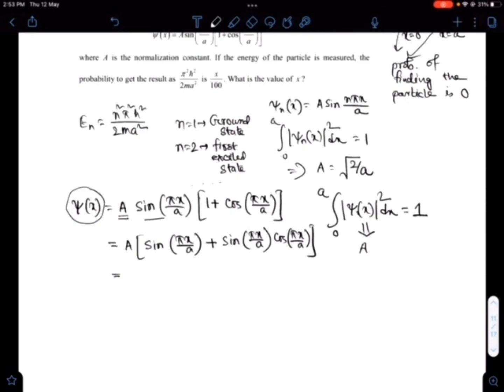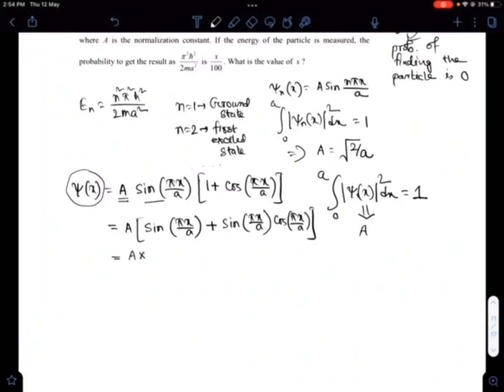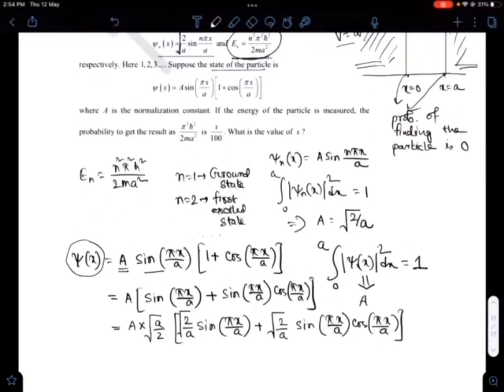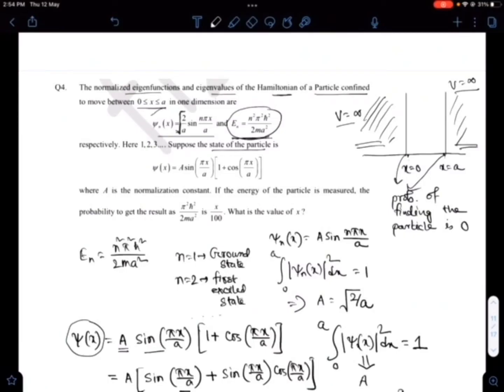So we can write this as a. Let us multiply this by root over a by 2 and root over 2 by a, and so this is 2 by a sine pi x by a and root over 2 by a sine pi x by a cos pi x by a. So why am I doing this? We are doing this because we know that the eigenfunctions are in this form.